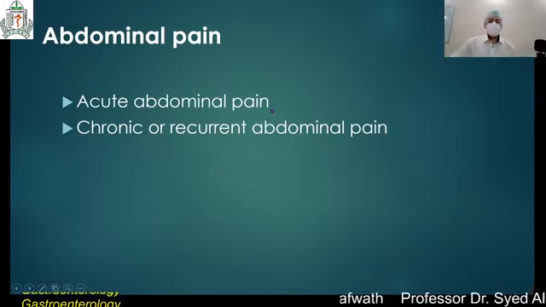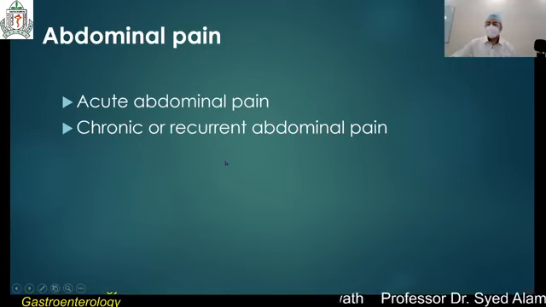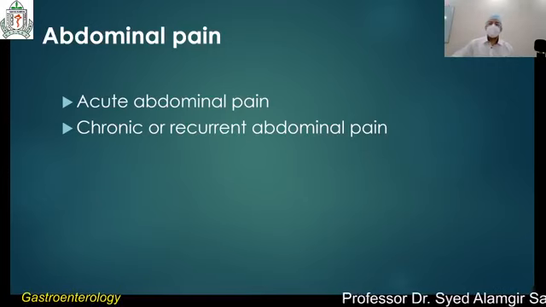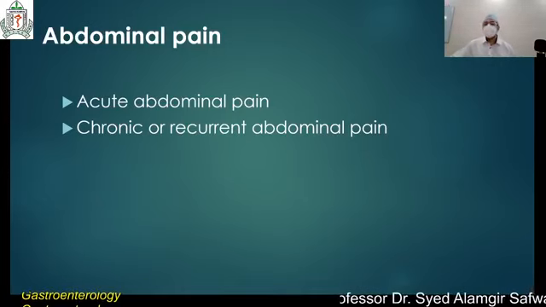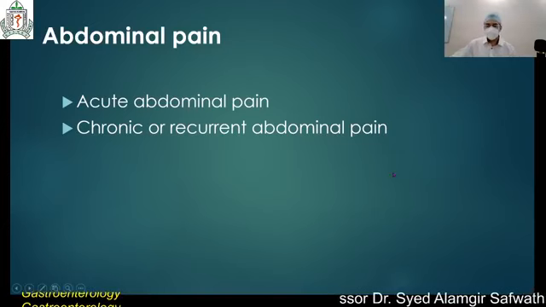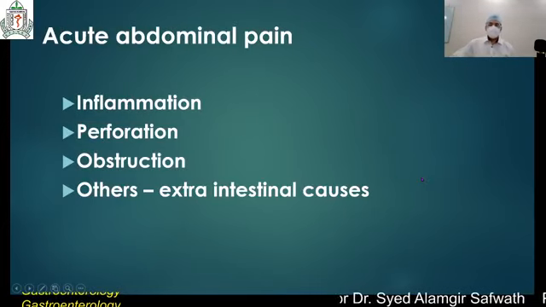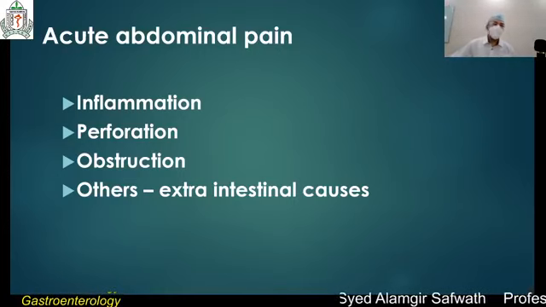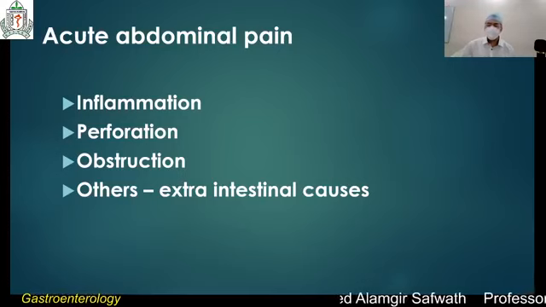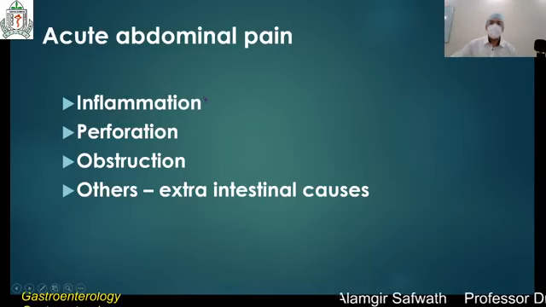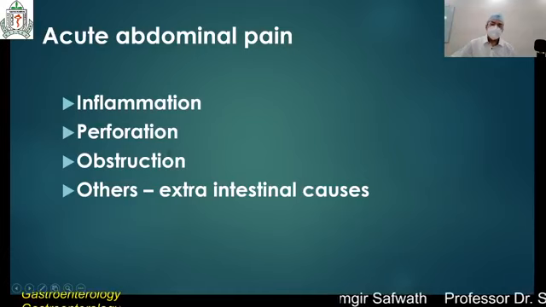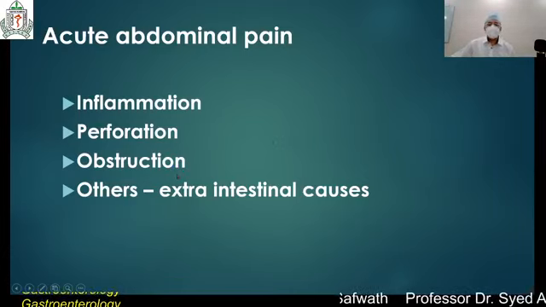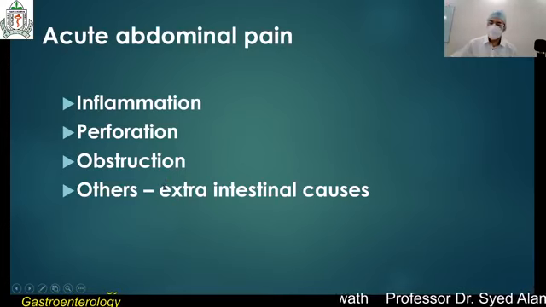Abdominal pain can be acute, or it can be chronic or recurrent. Some patients will come to you with a shorter history. Some will come with a longer history. Some will come with a history of recurrent abdominal pain. If you think about why the pain is occurring in the abdomen, you will be able to classify those causes into a few points. Some are inflammatory causes, some are due to perforation, some are due to obstruction of any hollow viscus, and there are some extra-intestinal causes as well.